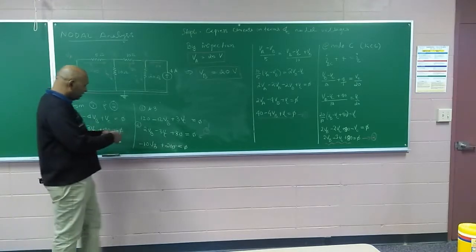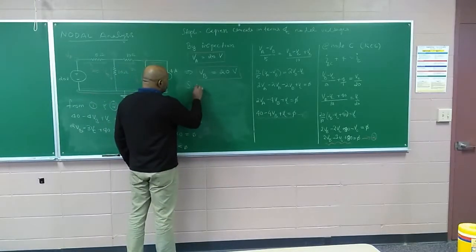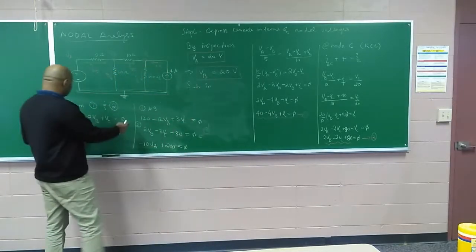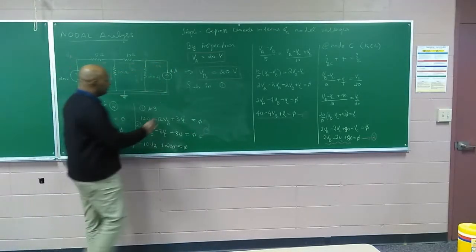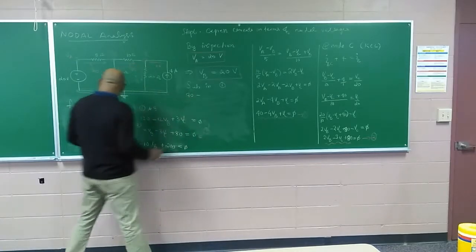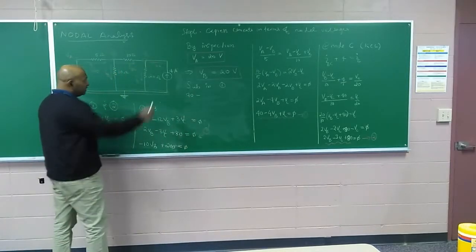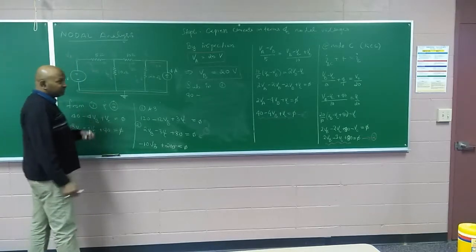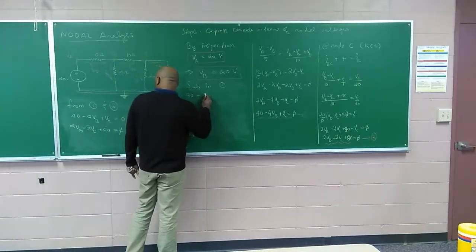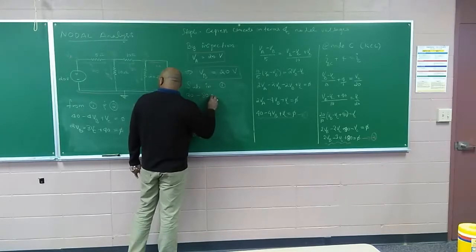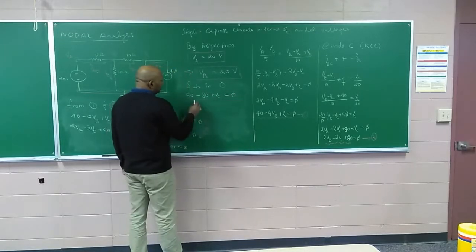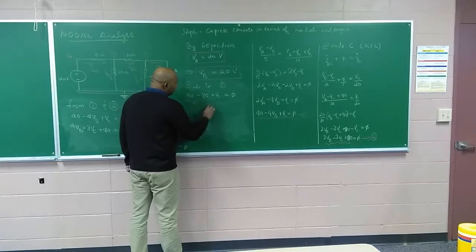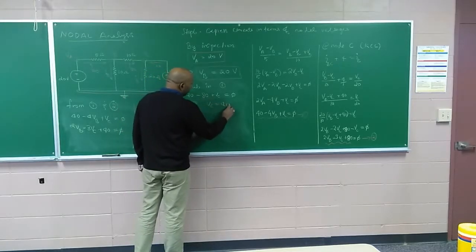So VC, I can apply into this equation to easily get VC. If I substitute this in equation number 1, then I will get 40 minus 4 VB. VB is 20. VB 20 times 4 is equal to minus 80, plus VC is equal to 0. That means, this implies VC is equal to 40 volts.